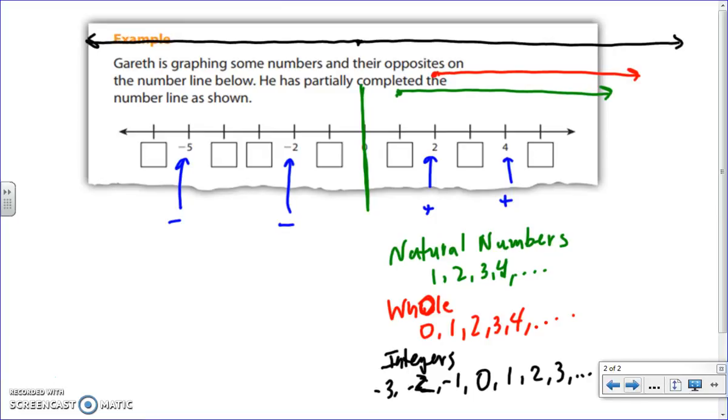So there's 0 and from the left and the right. Everything is included on the integers. That is a whole number, but all the whole numbers that are positive or negative. 0 is its own opposite. Okay, it is neither positive or negative.